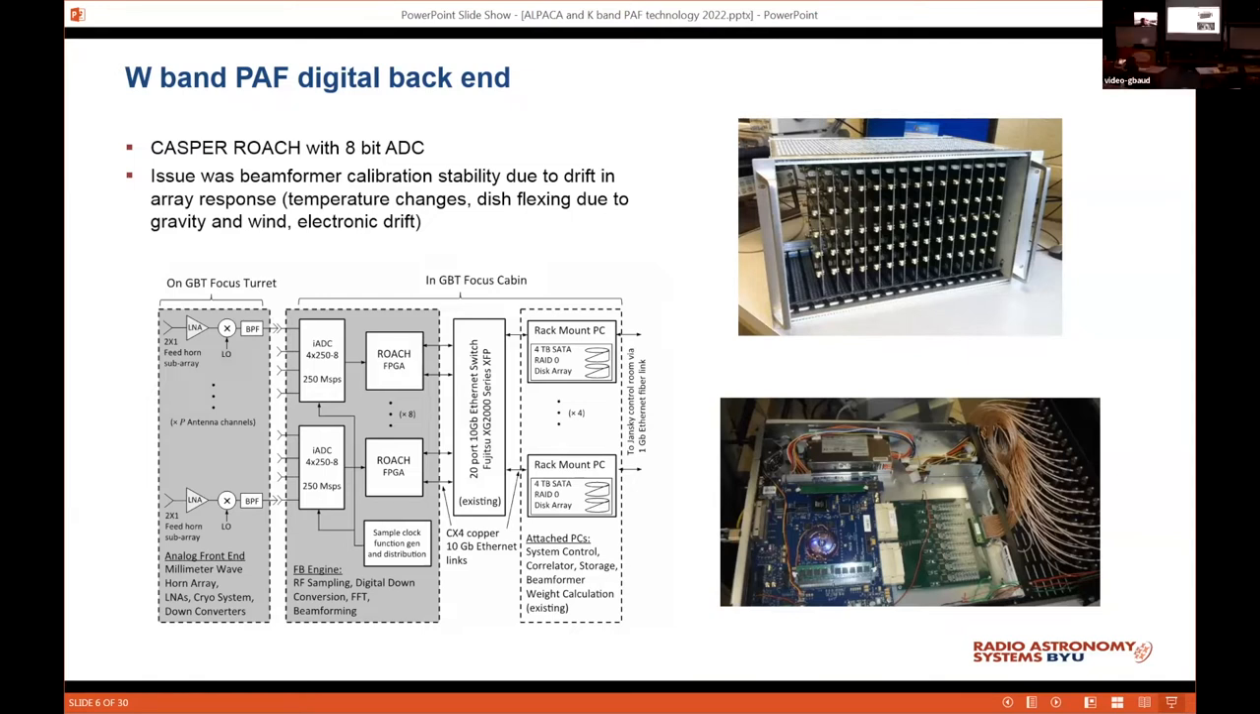So what's your design? If you did do a calibration, would you do a wideband calibration or a tone that you would try to track on the surface of the dish?